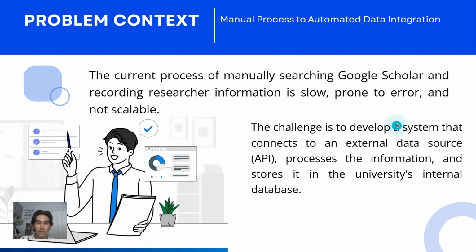The problem context of the project is that the current process of manually searching Google Scholar and recording research information is slow, prone to error, and unscalable. The challenge of this project is to develop a system that connects to an external data source, in this case an API, processes the information, and stores it in the university's internal database.